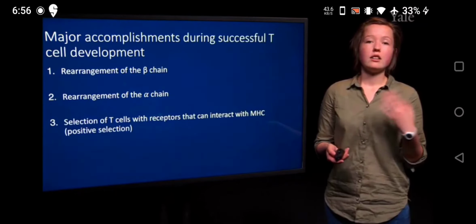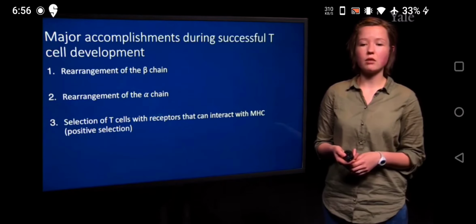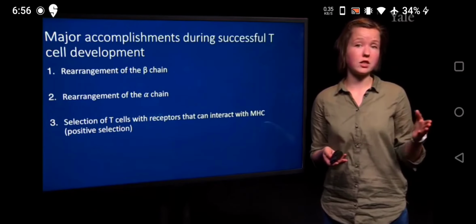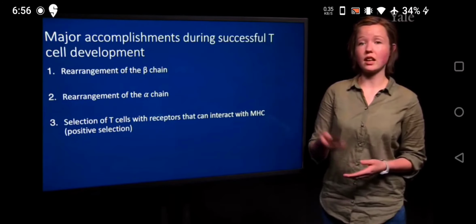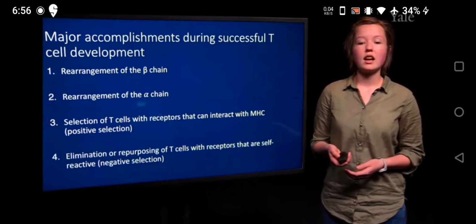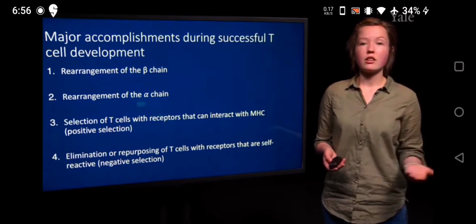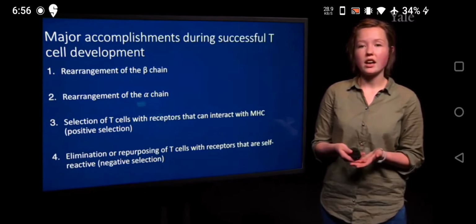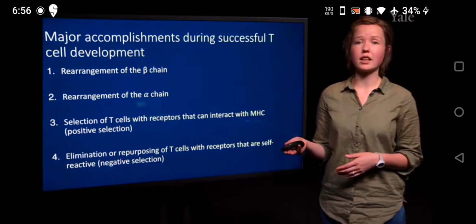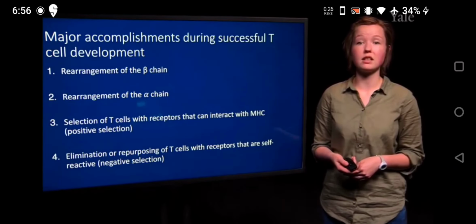Then there are these rigorous selection processes in which the T cell receptors are being selected on their ability to interact with either MHC class I or MHC class II, and this is referred to as positive selection. And then there's another selective process by which T cells are eliminated if they are autoreactive. This is also referred to as negative selection, kind of like the negative selection that is undergone during B cell development.